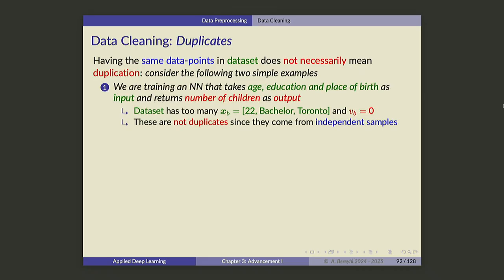For example, say you go out inside the campus and you ask people about age, education, and place of birth. And as the label, you also ask them how many children they have. This is a questionnaire you are filling out. This is your data, right? The X, the input, is age, education, and place of birth. The label is the number of children they have.